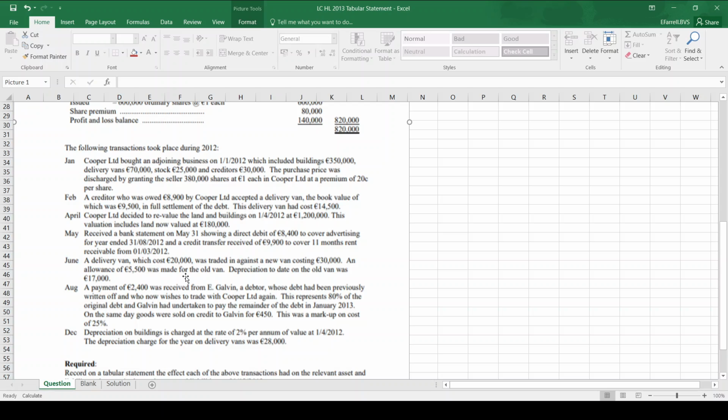In August, we received a payment of 2,400 from a debtor who was previously written off as bad and now wishes to trade with us again. This 2,400 was 80% of the original debt, and they're going to pay the remainder in January next year, or 20%. Because they're now going to pay us, on the same day we sold them goods on credit for €450, and this was a markup on cost of 25%. And again, this entry comes in a lot in this question, where someone was previously written off as a bad debt, it's now a bad debt recovered. They're going to pay us, and because they're going to pay us, we then decided to sell them goods.